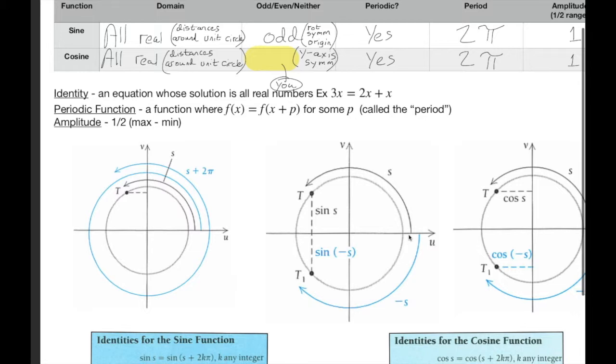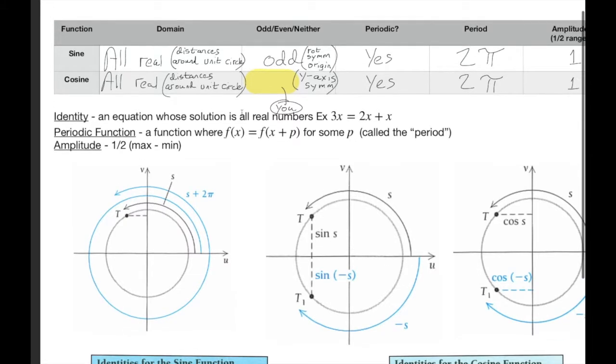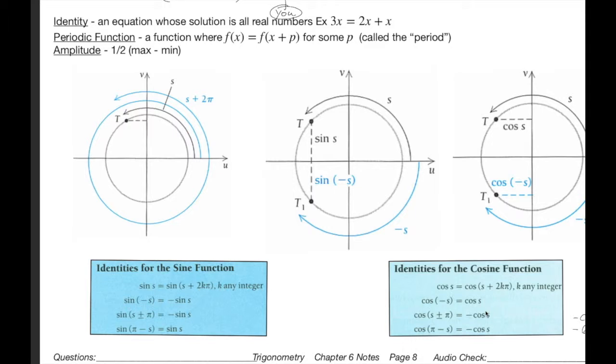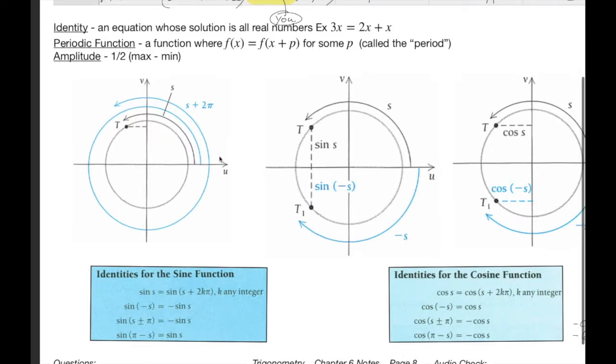Here's what it looks like for sine to be an odd function. f of x, the sine function, is going to equal f of -x here. It's going to be the negative of each other. I want to explain that a bit better. And maybe I'll just start by explaining identities. An identity is an equation whose solution is all real numbers.